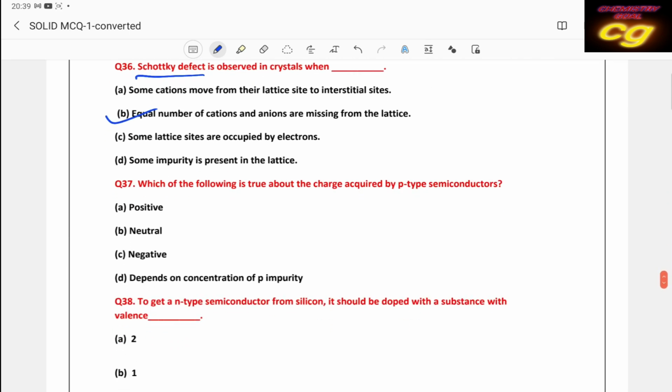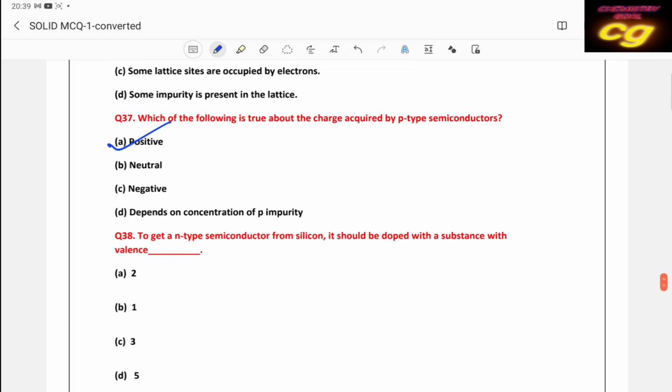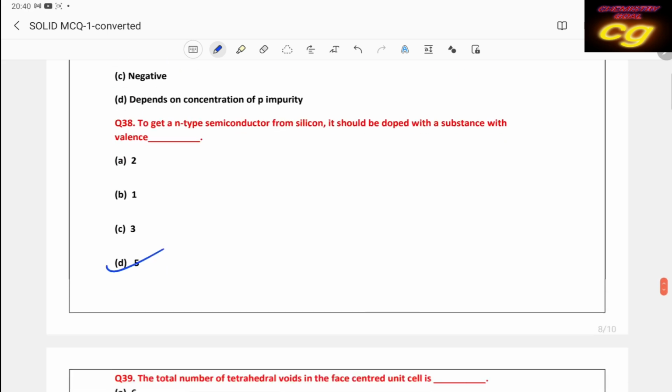Which of the following is true about the charge acquired by p-type semiconductors? P-type semiconductor means it is always positive. The first point is the correct answer. P-type positive. To get n-type semiconductor from silicon, it should be doped with, already I have told you that n-type means negative. As we are taking silicon crystal, for getting n-type we have to add a higher valence element, that is 5. So here the correct answer is D. So 2, 1, 3, 5, the correct answer is D.